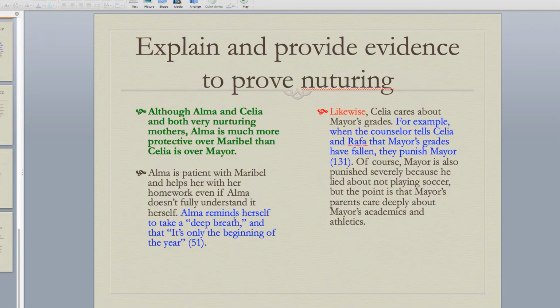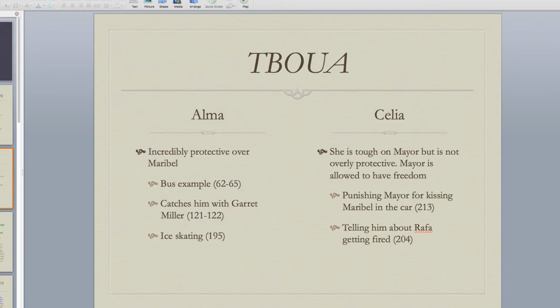The second one is when she catches Maribel with Garrett Miller. And this is a terrifying moment for Alma because this is the exact kind of thing she does not want to happen to Maribel. And then there's that moment when they're all ice skating and she can't see Maribel. And she has this kind of panic moment when she should know that Maribel is somewhere nearby. But for her, Alma needs to see her in order to feel that Maribel is safe.